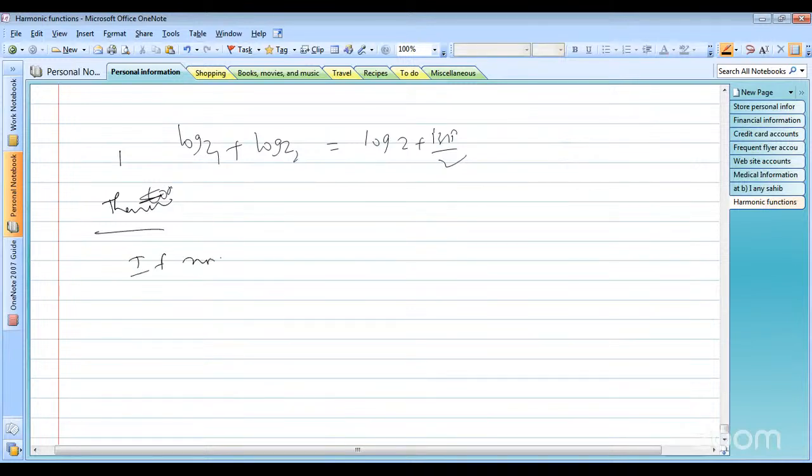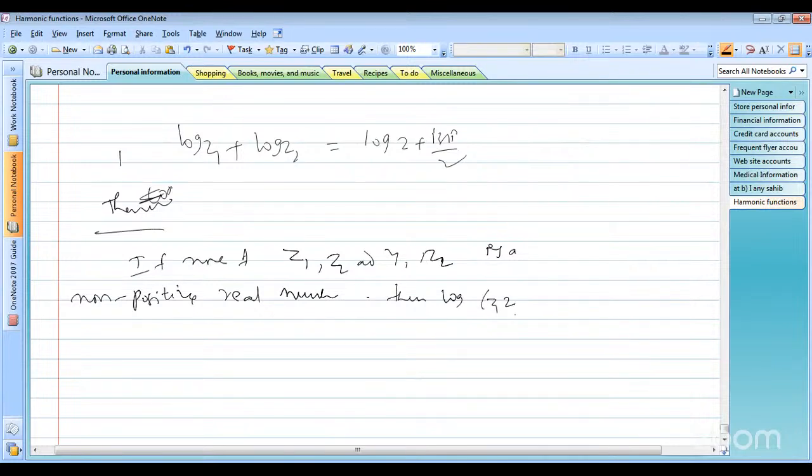If none of z1 and z2 and z1 z2 is a non-positive real number, then log z1 z2 is log z1 plus log z2, since multiplication becomes addition here. So therefore, log z1 plus log z2 plus 2n pi i, we are taking here, where n is equal to minus 1, 0, or 1.